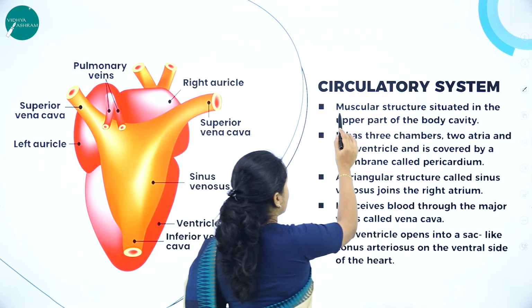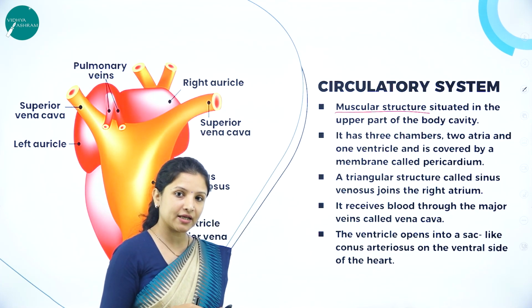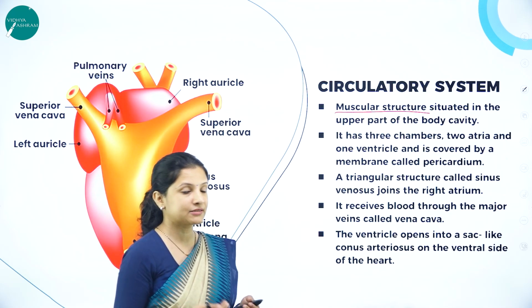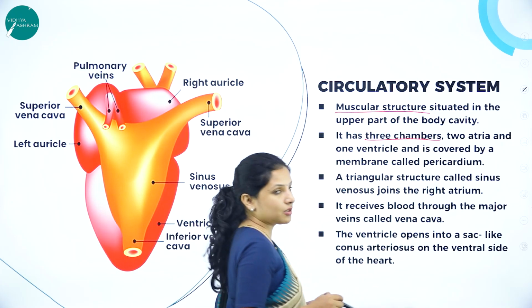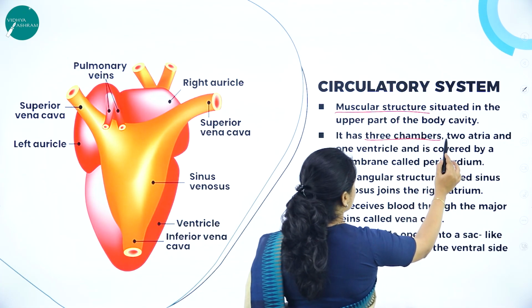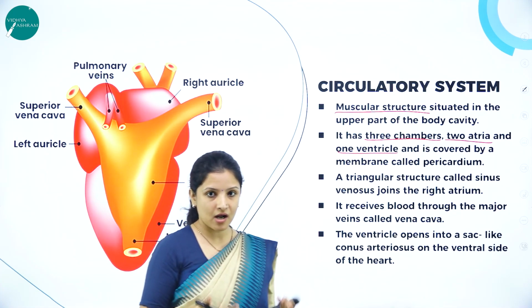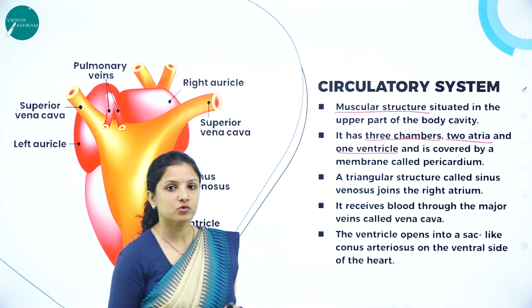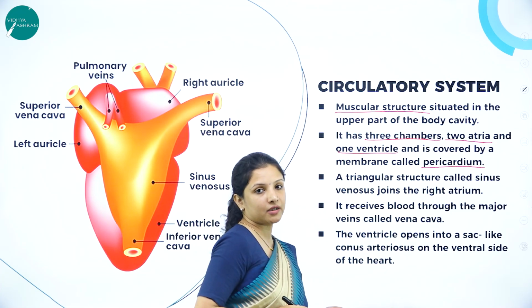It is a muscular structure which is situated in the upper part of the body cavity, almost in the thorax region of the frog. And it has three chambers. This is very important. So it is two atria and one ventricle, and the entire heart is covered by a membrane which is called the pericardium. So pericardium is the membrane covering the heart.